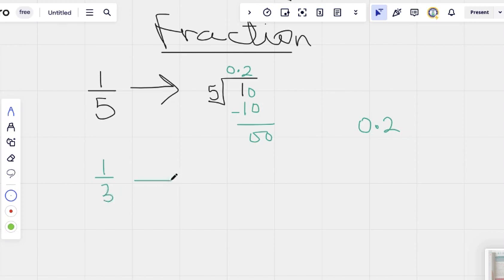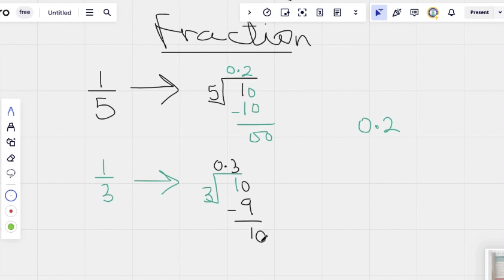If we do a long division for 1 all over 3, say we have 1 here and 3 outside, we're going to have a recurring decimal. 1 divided by 3, we get 0, because 1 cannot be divided by 3. So we put a point here and add 0. 10 divided by 3, we get 3. Multiplying, you get 9, and if you subtract, you get another 1. When you have 1, you cannot divide by 3, so you add 0.